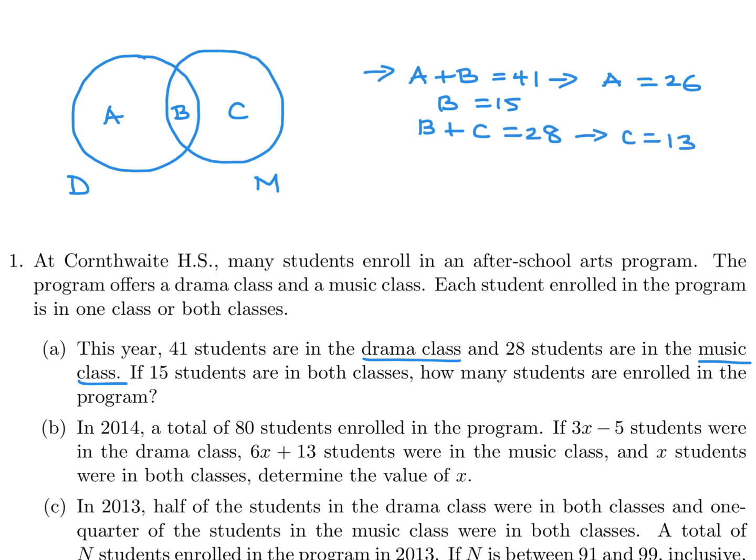And then what they want is the total number of students. So what they're asking for really is A plus B plus C. Well, no problem. That's 26 plus 15 plus 13. And that is 54.